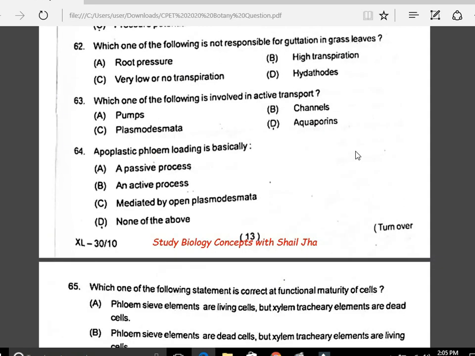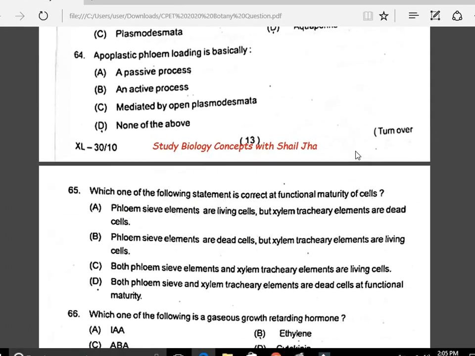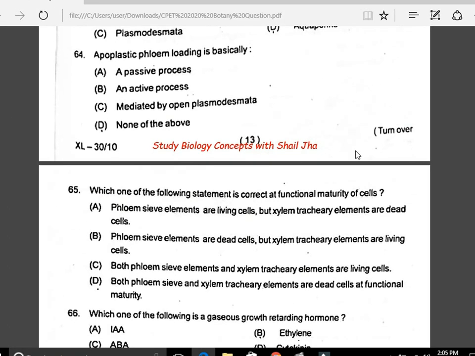Which one of the following is involved in active transport? The answer is B, that is channels. Which one of the following is involved in active transport? The answer is A, pumps. Apoplastic phloem loading is basically A, that is a passive process.